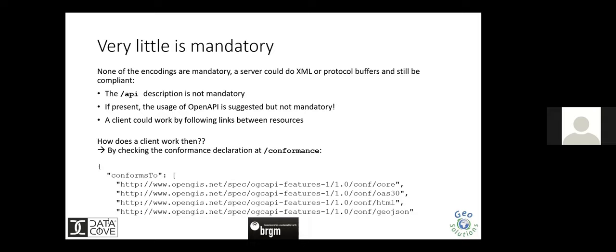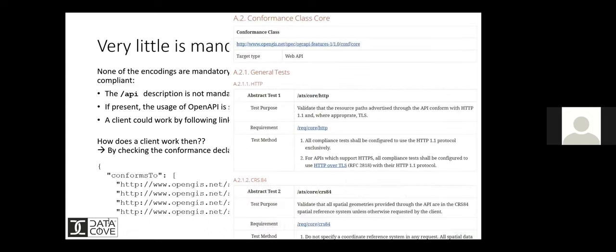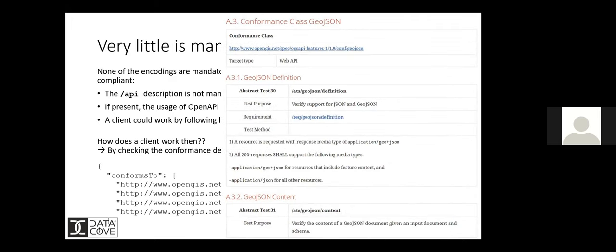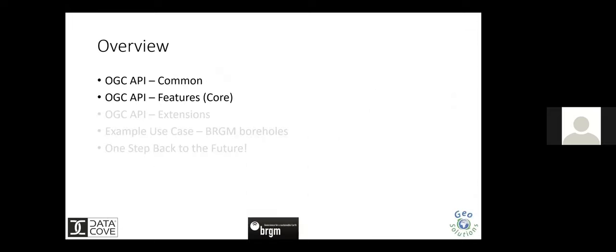And the nice thing is if you actually resolve these bits, you end up being redirected to HTML pages, which then really specify the actual abstract test suite conformance class. And so here we have it for the core. Here we've got another one for the GeoJSON class. The rest you can go through at your leisure. That's OGC API common core. Done. Full stop.